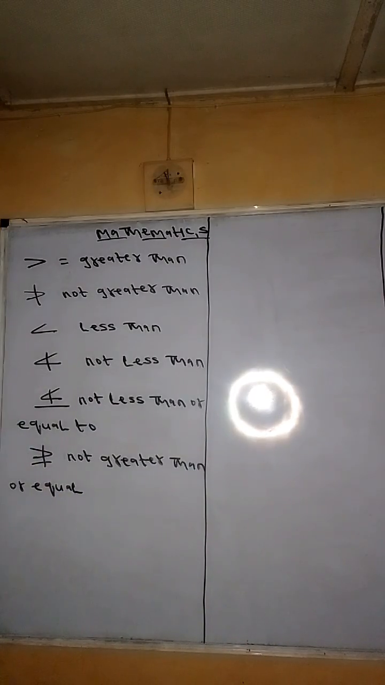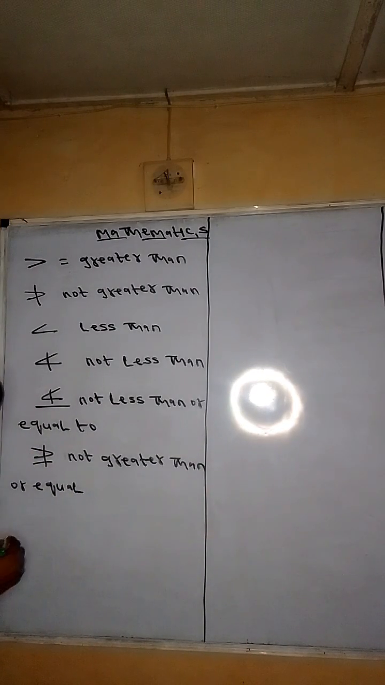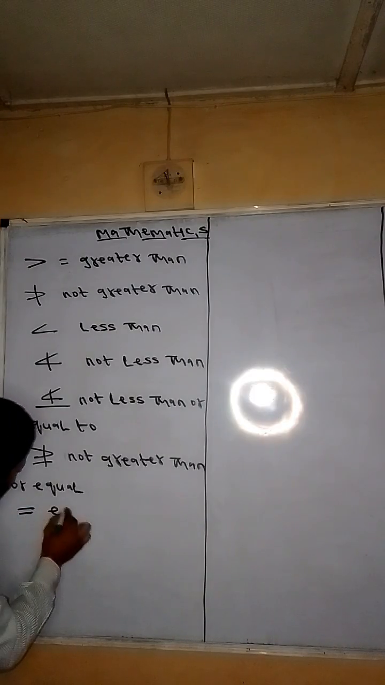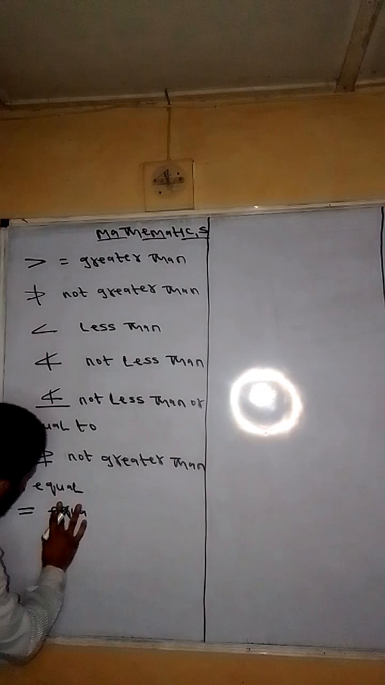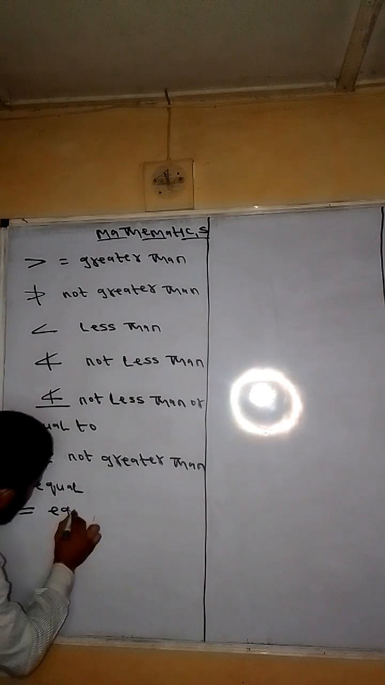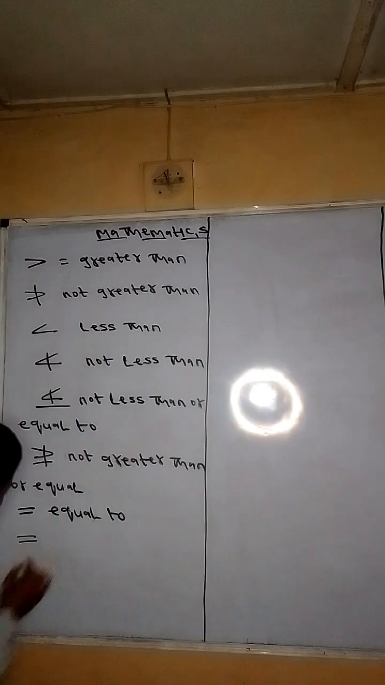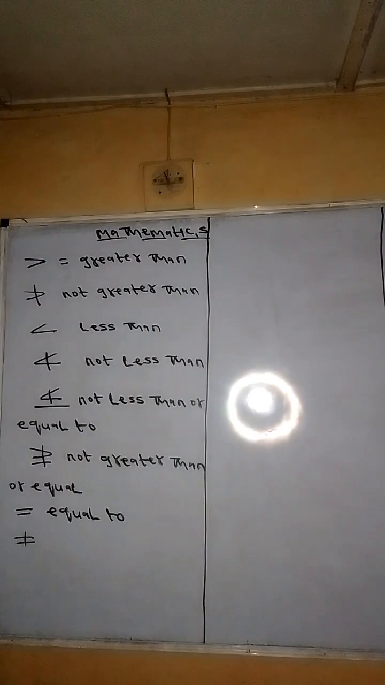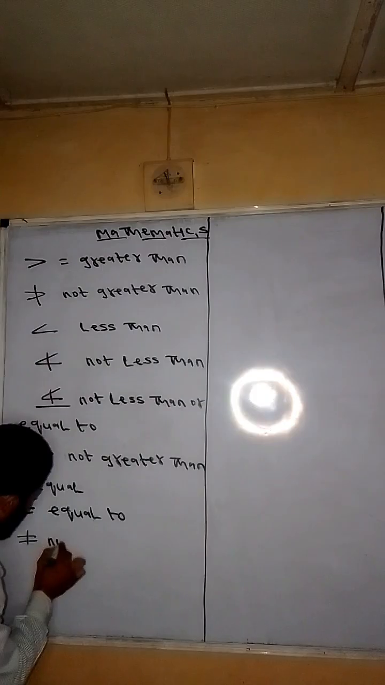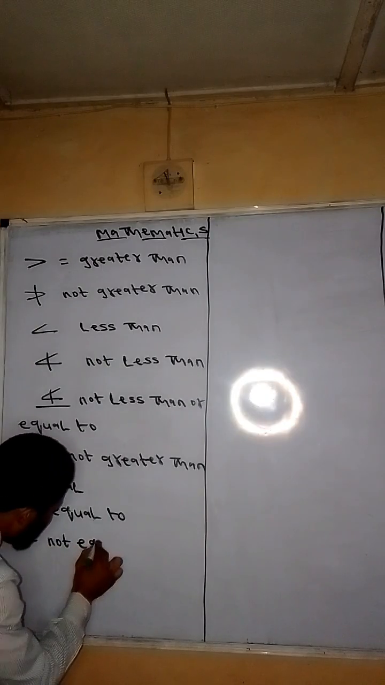Then, if you are moving in mathematics again and you see something like this, equal to. Then, if I write this and I cross it, as you can see on my board, this is not equal to.